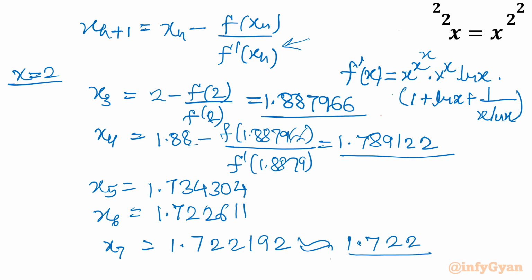So what we have calculated so far: two solutions are there. The first one is x equal to 1, and the second solution, found using the Newton-Raphson method, is approximately 1.722.